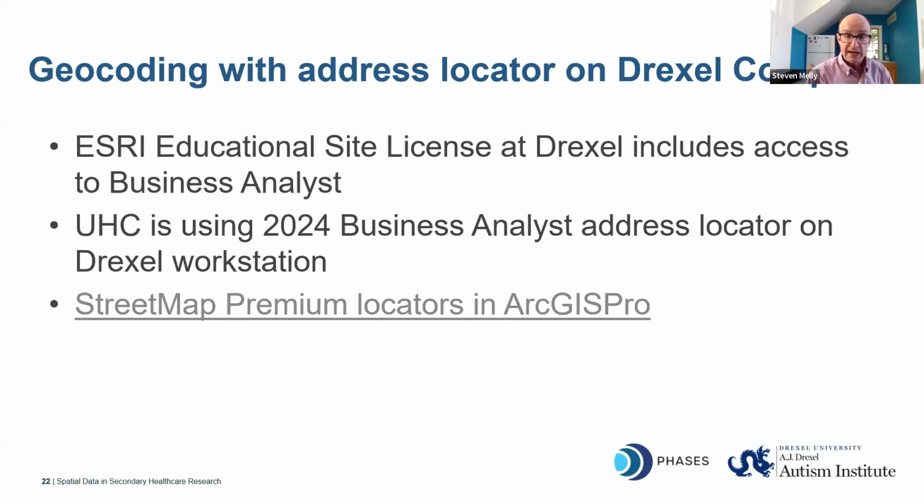So when Dan was talking about geocoding with an address locator on a cloud, one of the things I wanted to point out is that because Drexel has a site license with Esri, the leading software company that does GIS, we have access to an address locator that can be downloaded and saved on your local computers. The downside is that it's large and takes a little while to download, so you're not going to be ready to do it in 5 minutes. But all the work can be done locally.